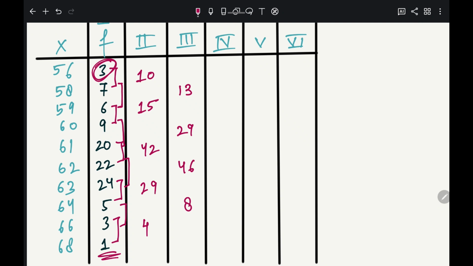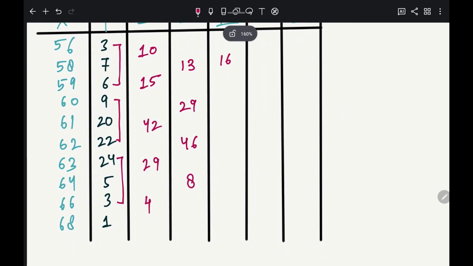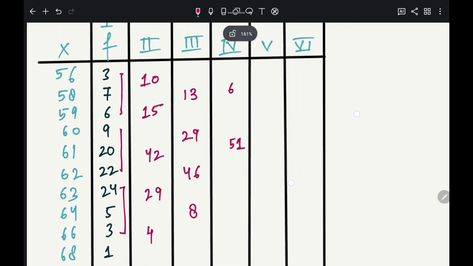Now we will check the fourth column. For the fourth column, we will add the first three frequencies. So 7 plus 3, 10, 10 plus 6, 16. Then 20 and 22, 42 plus 9, 51. 24 and 8, 32.